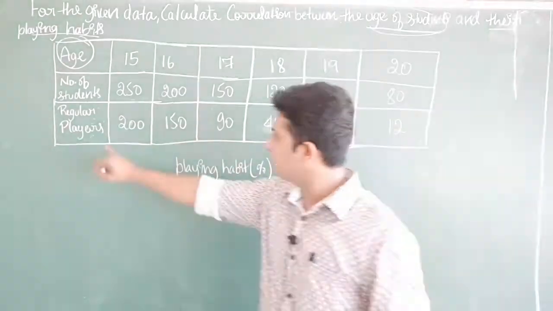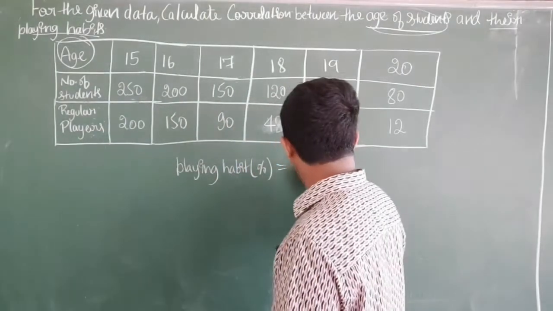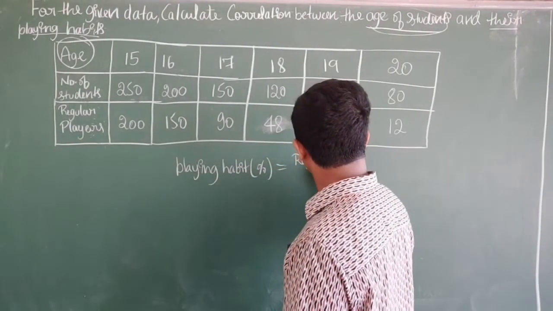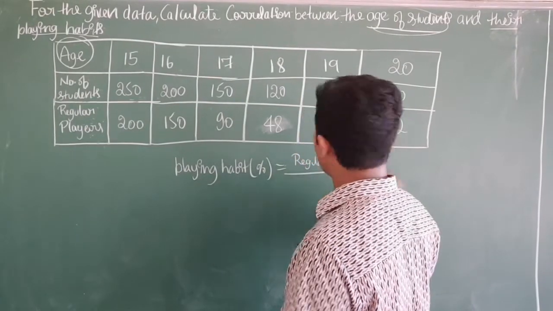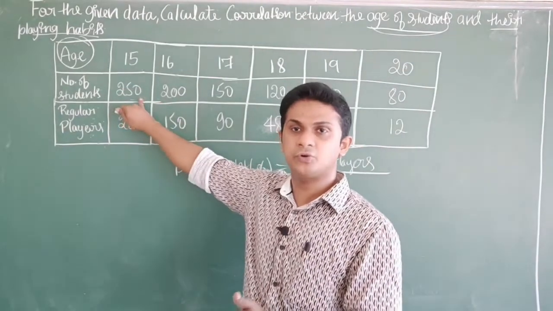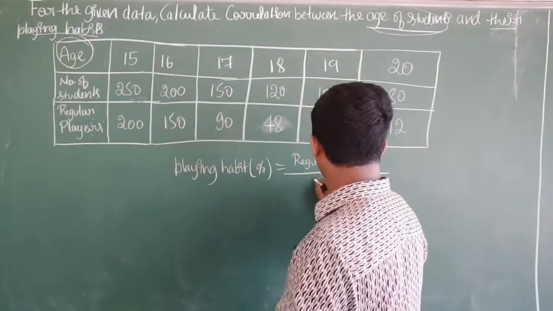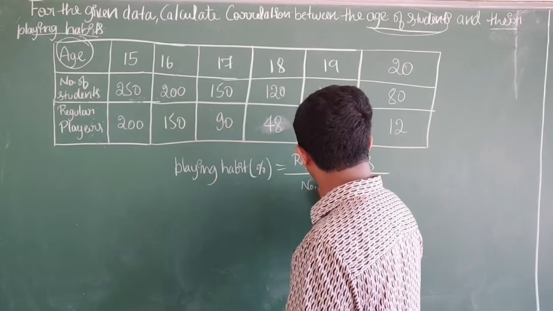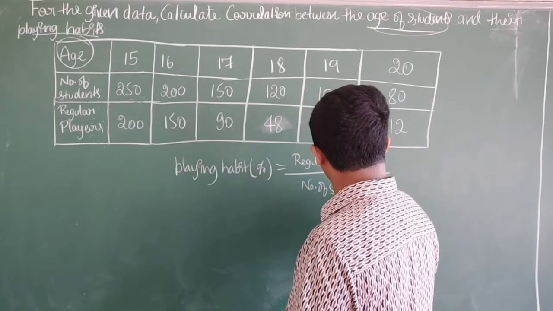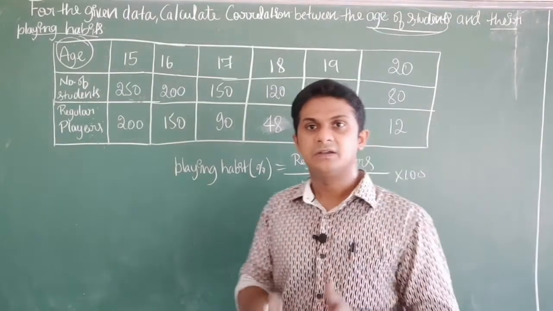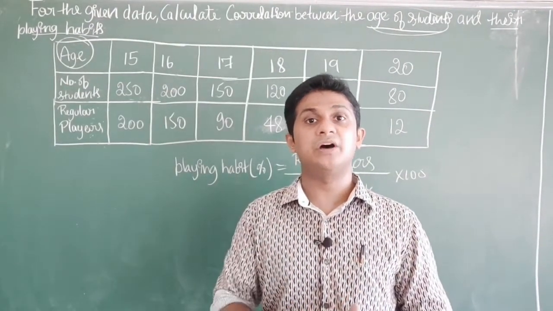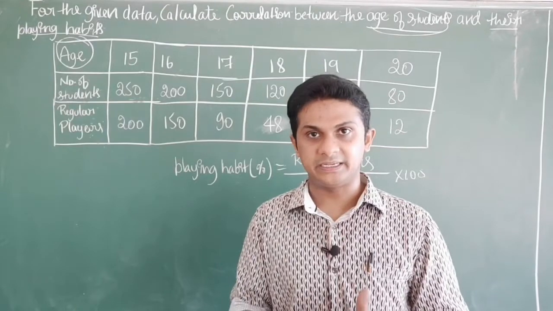That information we can get from regular players. So it is regular players divided by how many students are there in that age group, that is 250, the number of students in one particular age group, into 100, which will give us the percentage of students who have the playing habit.